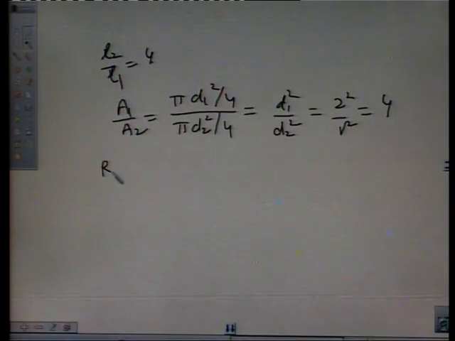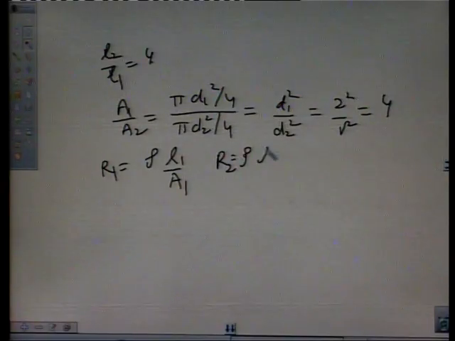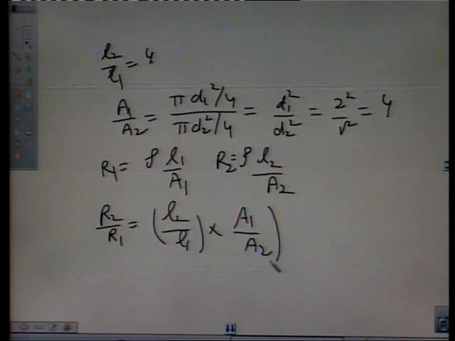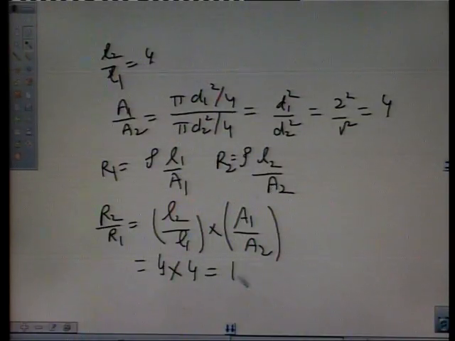Now we know that resistance is equal to rho L upon A. So R1 is equal to rho L1 upon A1. The rho remains a constant, and R2 is equal to rho L2 upon A2. So on dividing R2 upon R1, this is equal to L2 upon L1 into A1 upon A2. So if we put the values of L2 upon L1, which is 4, and the value of A1 upon A2 is also 4, so this is equal to 16.